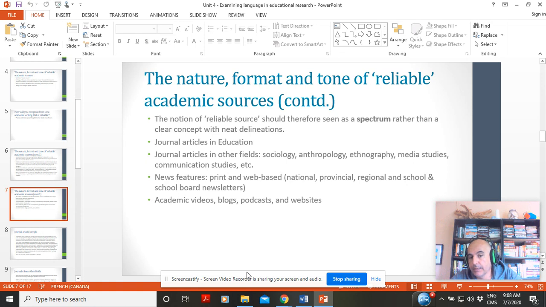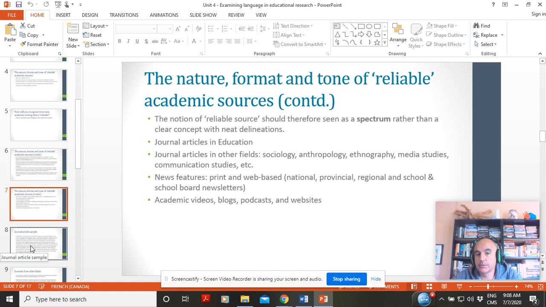So print, web-based, that could be national, provincial, regional, school boards, school newsletters, and then wider than that, academic videos, blogs, vlogs, podcasts, websites. All of these things would be acceptable as well because they have inherent value of themselves because they represent the lived experience of members of our field, and therefore at some point they are entering into our discussions and they become study worthy, research worthy. Okay, so you see now that we have a huge spectrum.